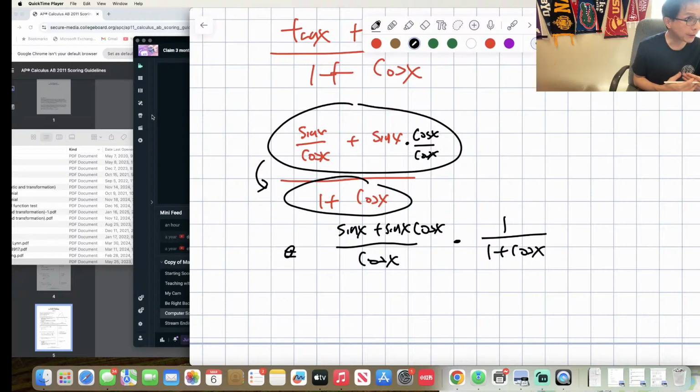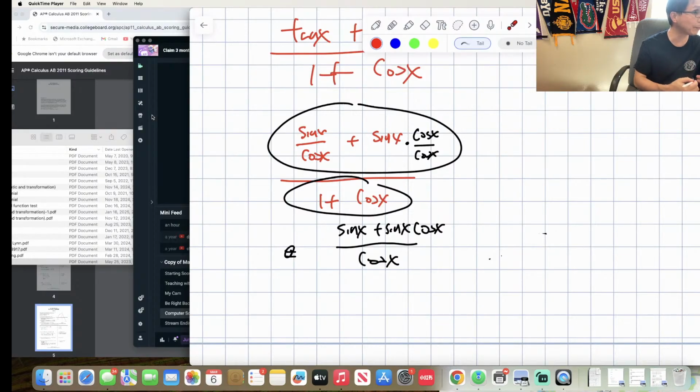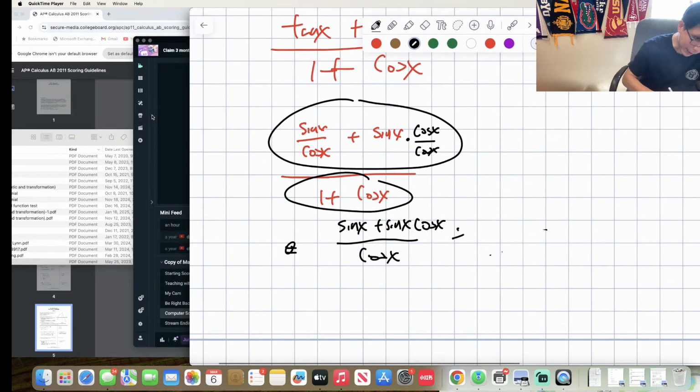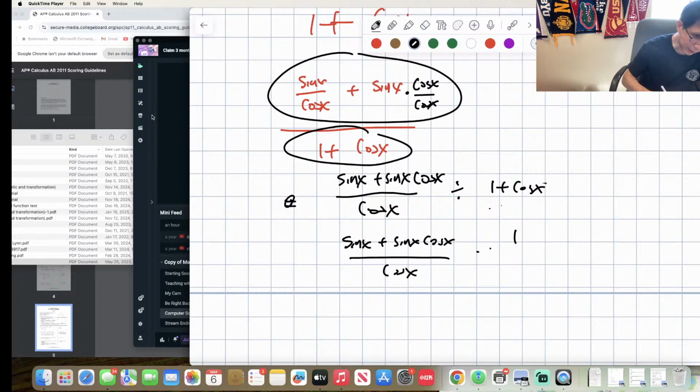Actually, am I going too fast? Do you understand or no? No? Okay, so let me write it down a little bit. Does that mean this fraction divided by this fraction? Right? Because it's one line, it's top divided by bottom. So can I write the division by 1 plus cosine of x? If it's a division, can I write it as sine of x plus sine of x cosine of x over cosine of x? Division, can you change it to times 1 over 1 plus cosine of x? Does that make sense?